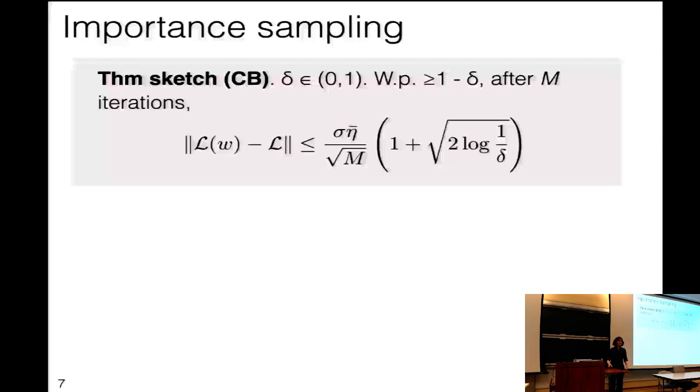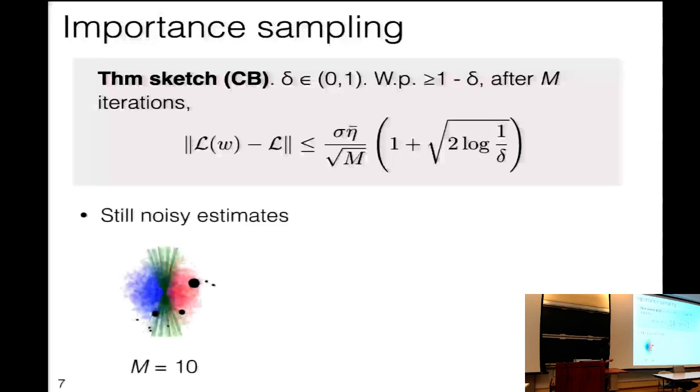OK, so on the plus side, as m increases to infinity, this bound goes to 0, so it's not totally silly. On the minus side, square root of m is actually just exactly the Monte Carlo error rate. So that's no different than uniform subsampling, and so that's pretty disappointing. And in fact, we see this in practice too. So here we do importance sampling.